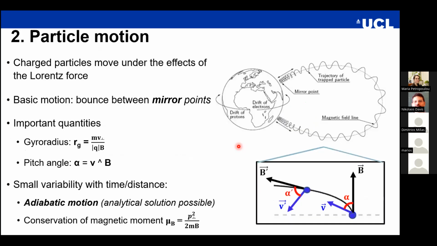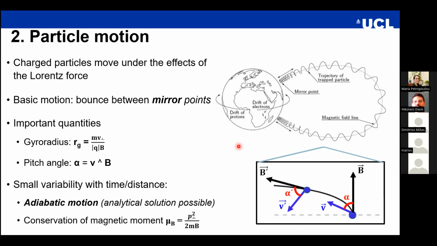The second application we worked on was particle motion in the magnetosphere of Jupiter. We examined the charged particles that move under the effect of the Lorentz force. The basic motion is quite similar to the one we know in the terrestrial magnetosphere. If you have a charged particle, it will bounce back and forth between two mirror points.